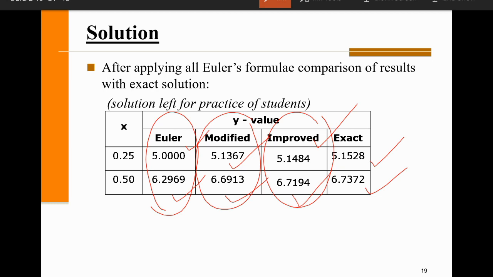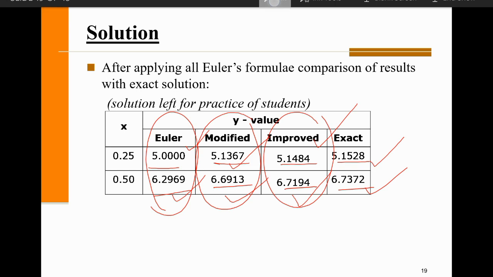Now from this comparison you can easily analyze which method is more accurate, which method is closer to the exact solution. You can see yourself that the improved Euler method is more accurate as compared to the modified and the Euler method, right? So this is one comparison between the three methods, and with the help of this comparison, we have easily seen that the Euler improved method is more accurate.